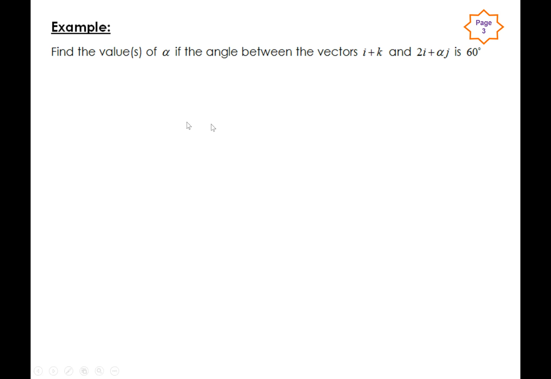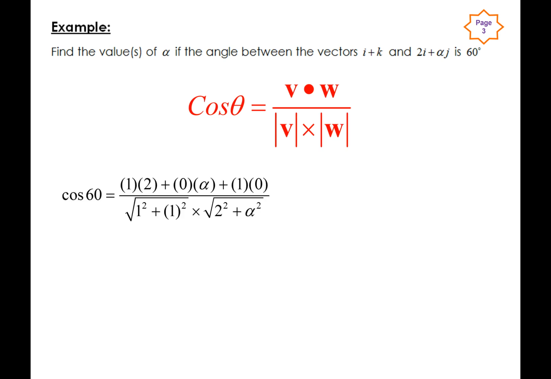Find the value or values of alpha if the angle between these two vectors is 60 degrees. So again, we're going to use our dot product and substitute everything that we know in. Now, as I mentioned in the methods videos, you've got to be very good with your algebra here. If this is calc assumed, it's easy, because you can just throw this straight into your class pad. If it's calc free, you're going to have to be able to rearrange this equation and solve for alpha.